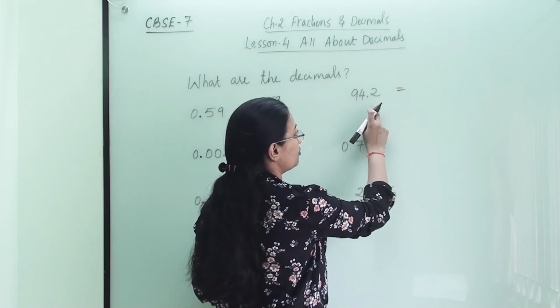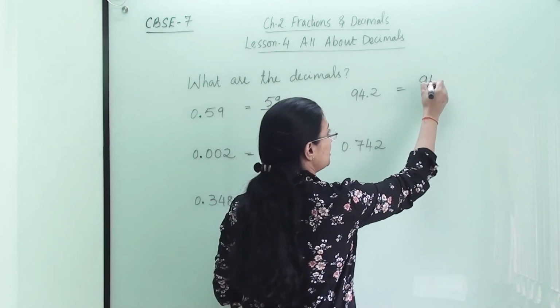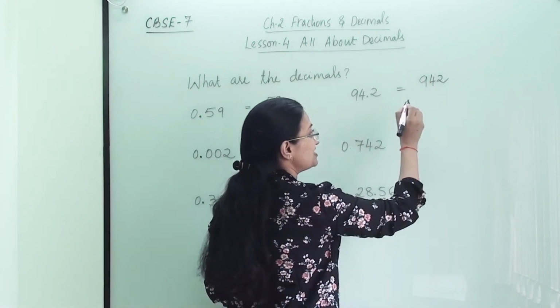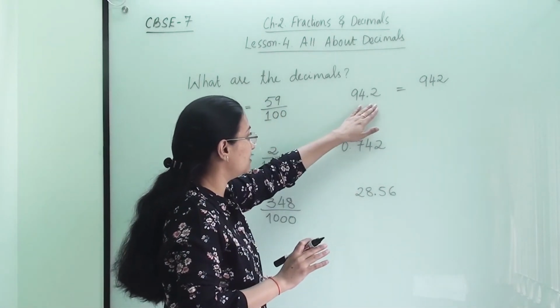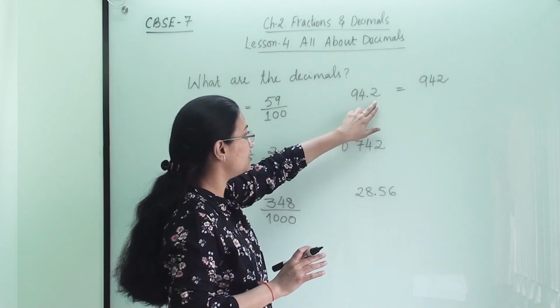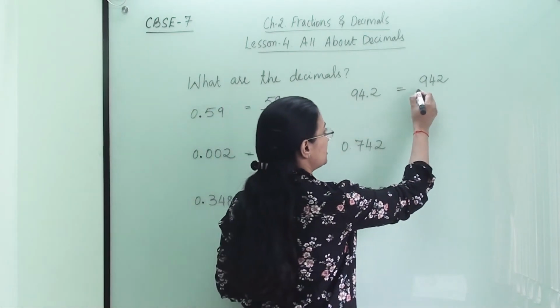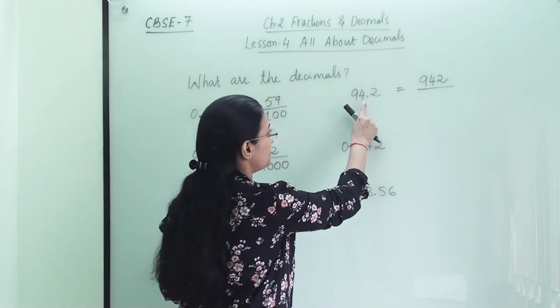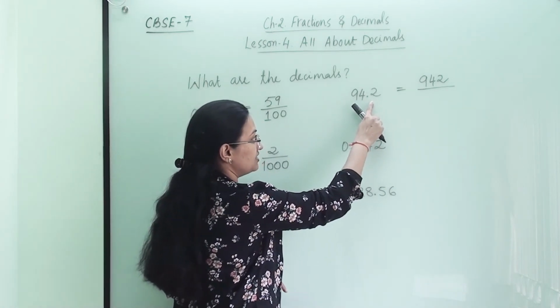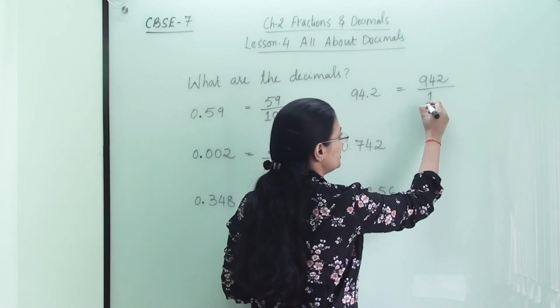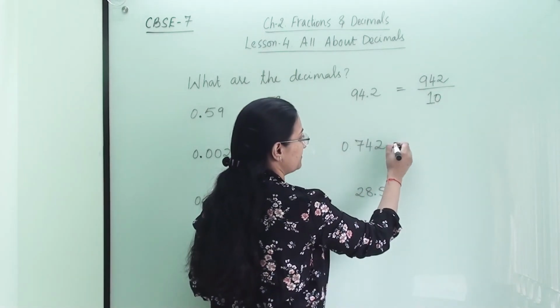94.2. So first we will write the number. First ignore the decimal points and zeros and first write the number. So here we will write the number, that is 942. Now into the denominator. After 2 we have put the decimal point. So only one number we have counted here. Only one number. So in the denominator 10 will be there.